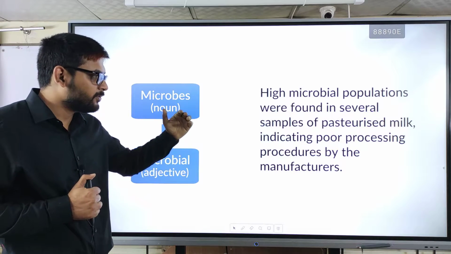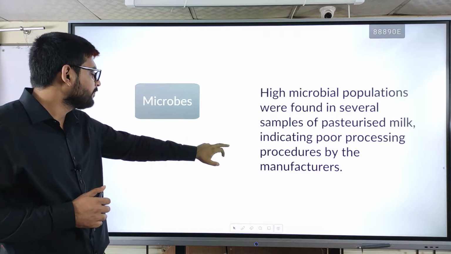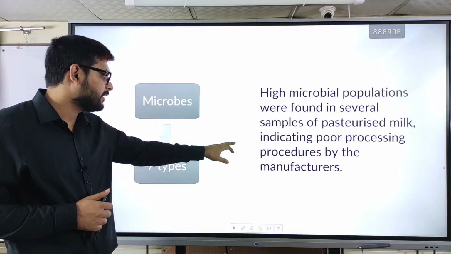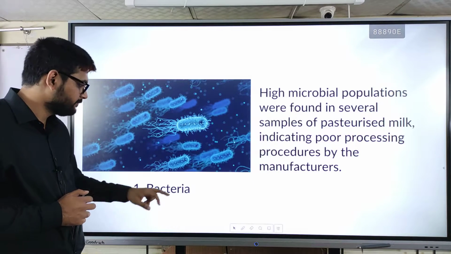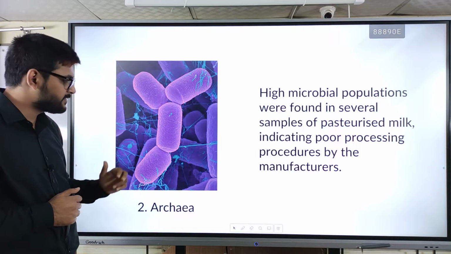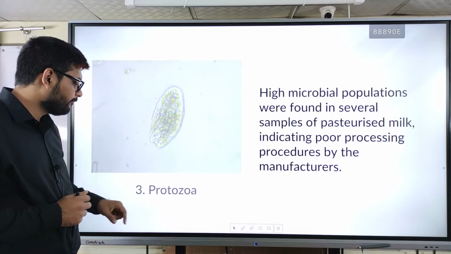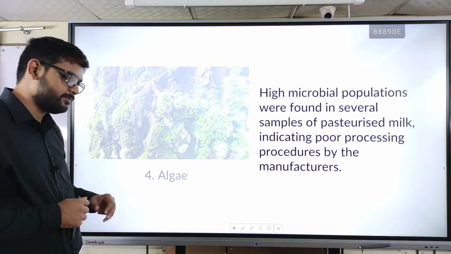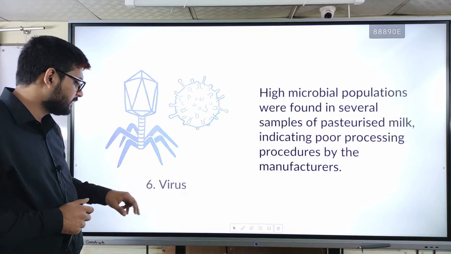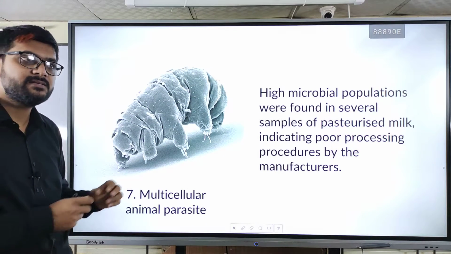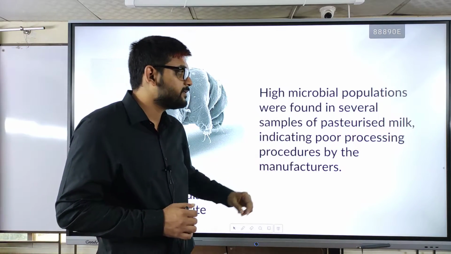For further understanding, we should know different types of microbes. Actually, there are 7 types of microbes found to date. What are these? The first one is bacteria, you all know. The second one is archaea, almost similar to bacteria with some differences. The third one is protozoa. The fifth one, algae, fungi, virus, and some multicellular animal parasites. These are all microbes, and some of these microbes are also found in several samples of pasteurized milk.